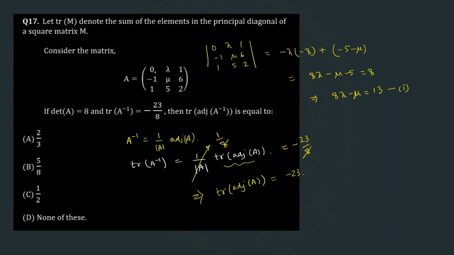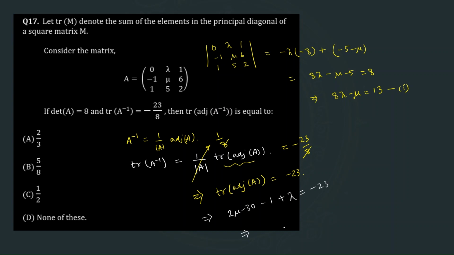Now trace of adjoint A will be what? The cofactor of 0 will be 2 mu minus 30 with a positive sign, and all the cofactors will have a positive sign here. So we can say that trace of adjoint A will be nothing but 2 mu minus 30, then it will be minus 1, then lambda is equal to minus 23.